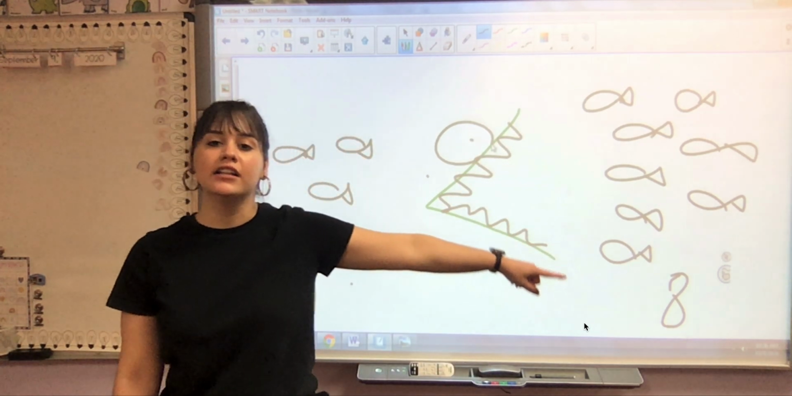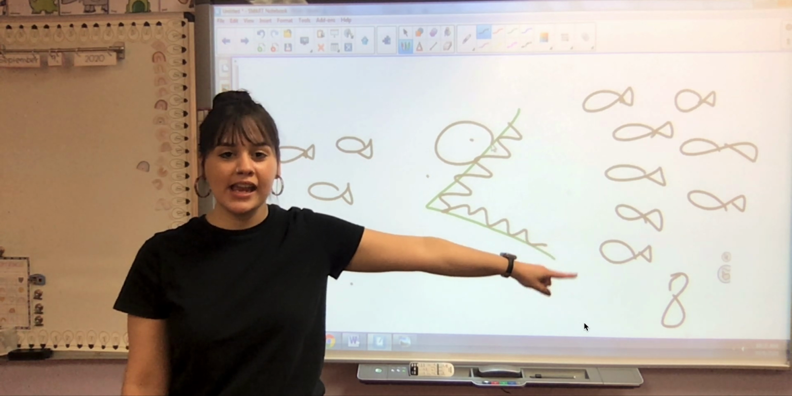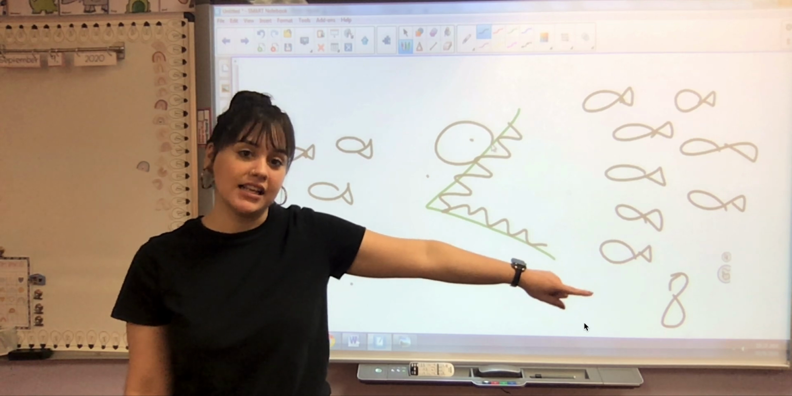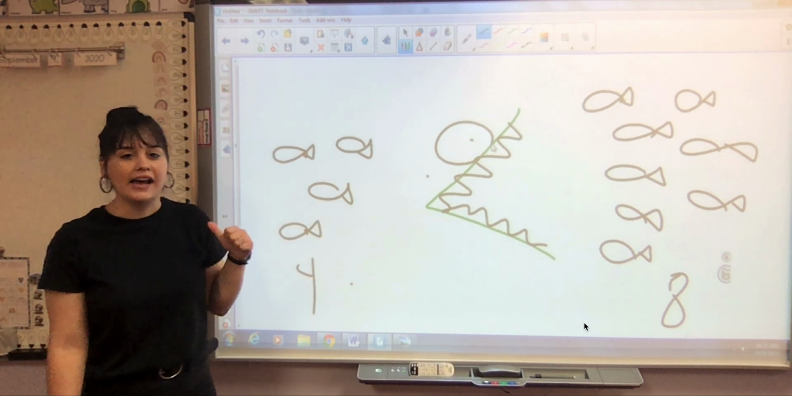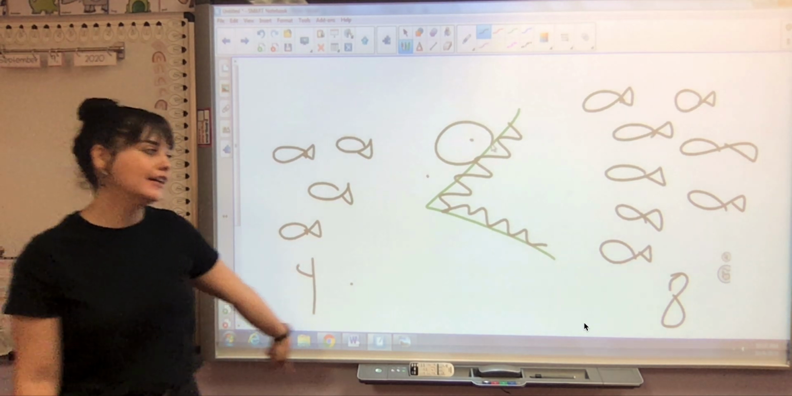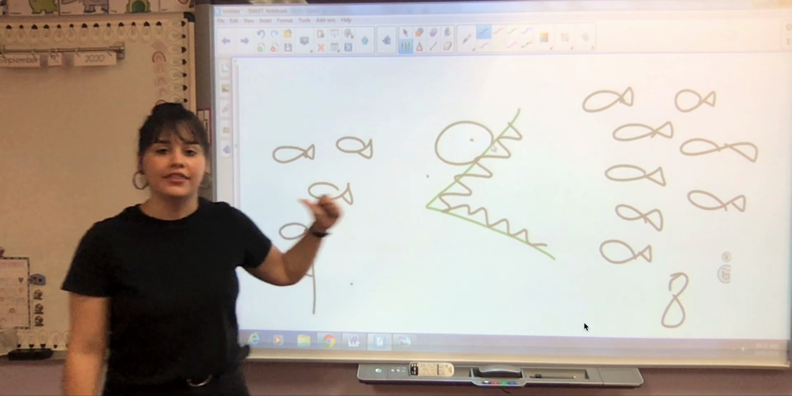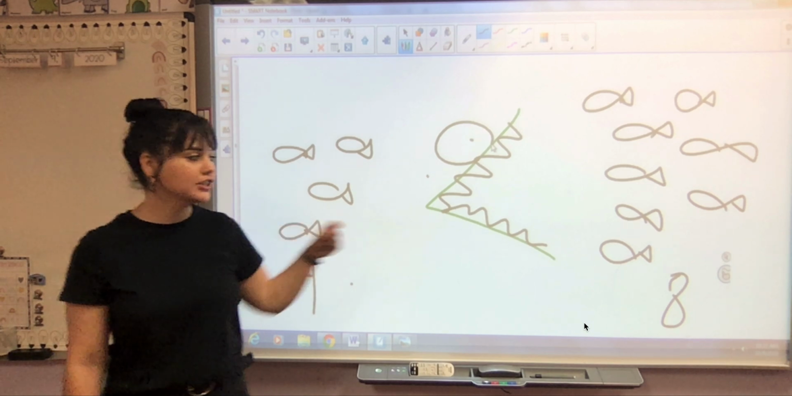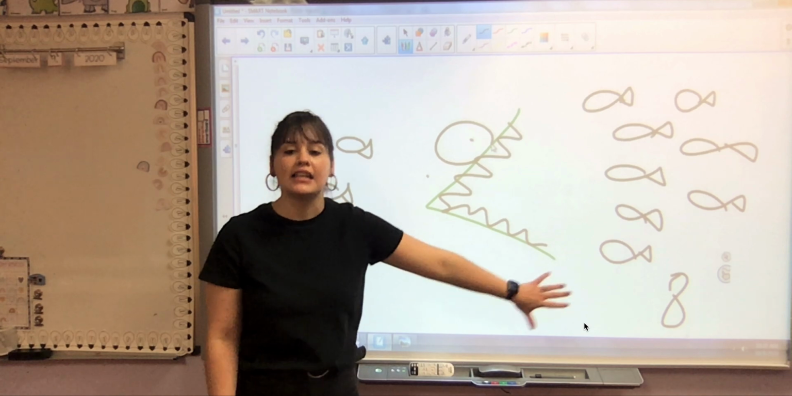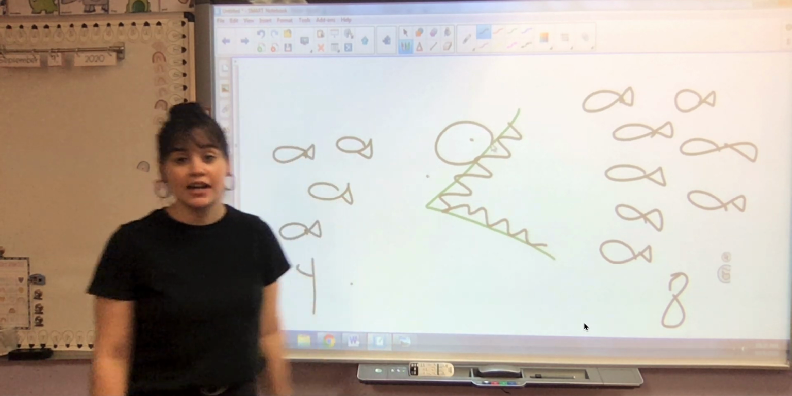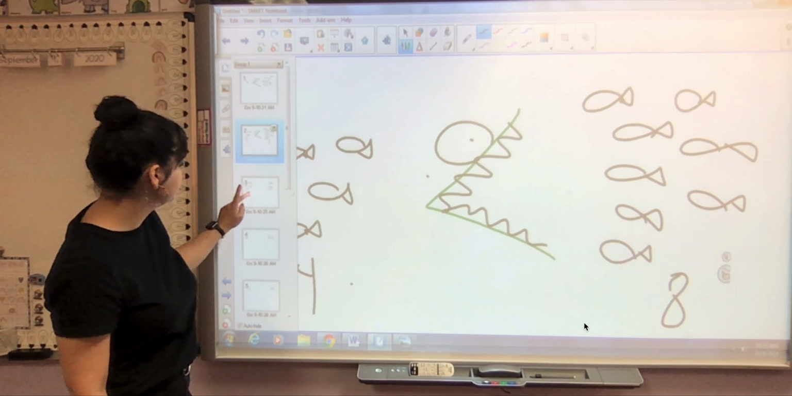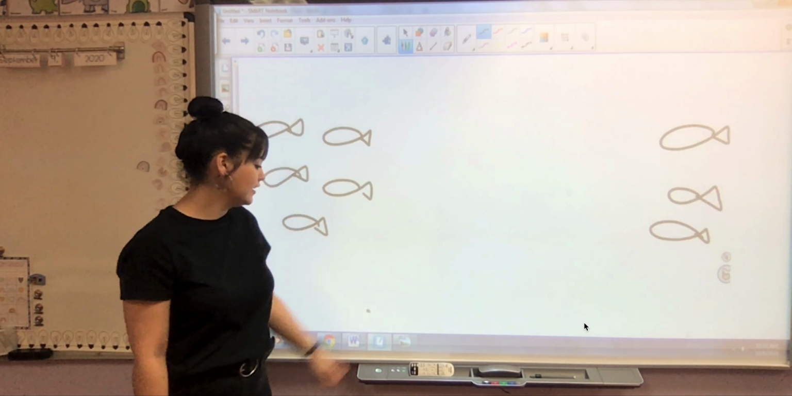He ate the pile of fish that had the greatest amount of fish, which is the fish that had 8 fish in it. This small pile has less fish than that one. This one is less. 4 fish is less than 8 fish. He wanted to eat the greater amount of fish. Let's look at one more pile of fish.